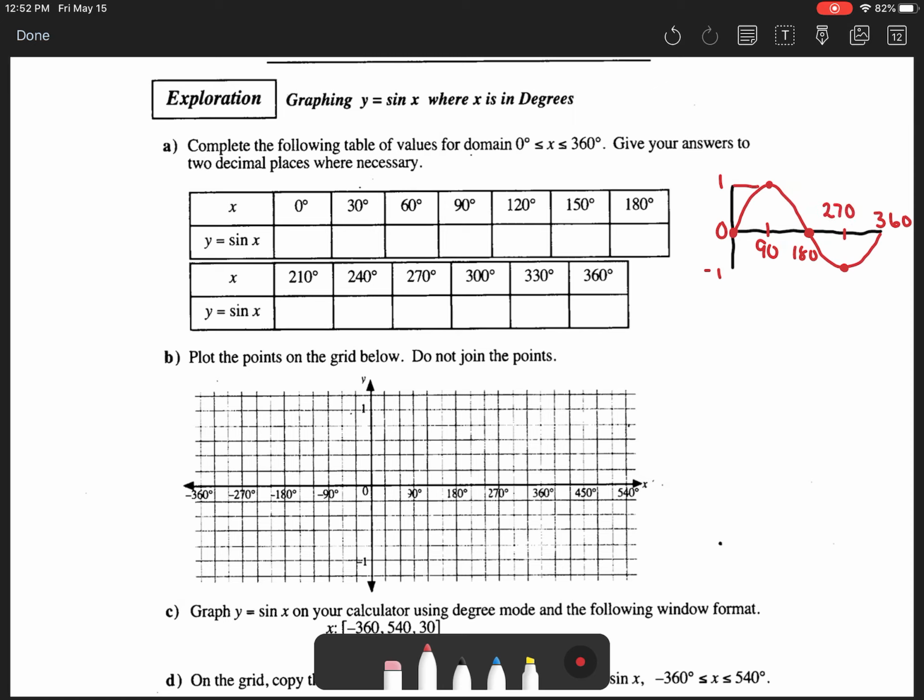Again, so what I've created there are the quadrants. Okay, quadrants 1, 2, 3, and 4. You can see that the graph is positive again in quadrants 1 and 2. It's above the x-axis, and negative in 3 and 4 where it's below the x-axis.